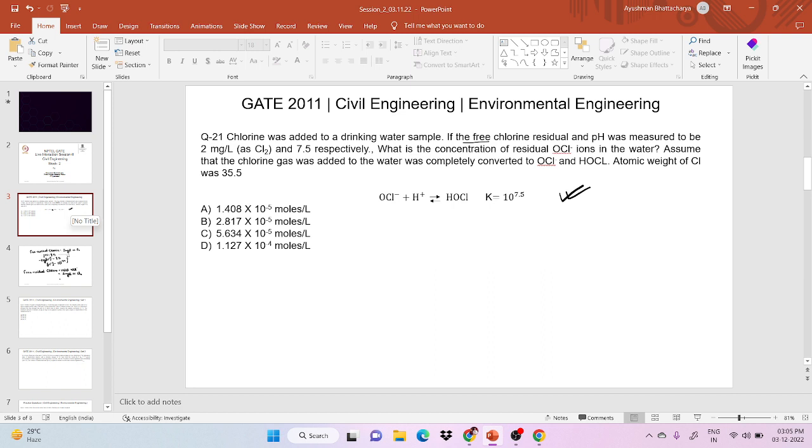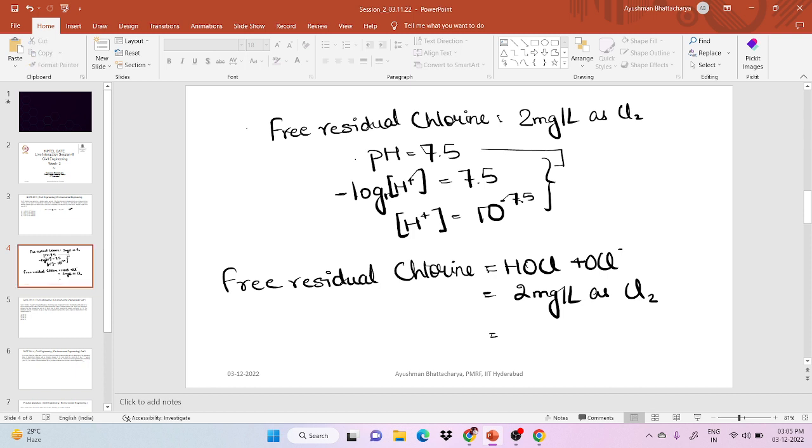So we started this question by writing the given data. First is free residual chlorine, second is the pH value. Using the pH value, as we know, pH is equal to minus log base 10 of H plus, which is 7.5. That way we calculated the H plus ion concentration, which came out to be 10 to the power minus 7.5. Now they are talking about free residual chlorine, which basically means HOCl plus OCl minus, equal to 2 milligram per liter as Cl2.